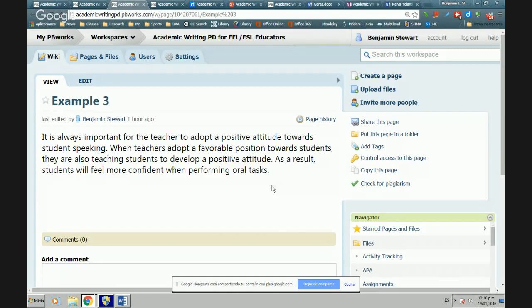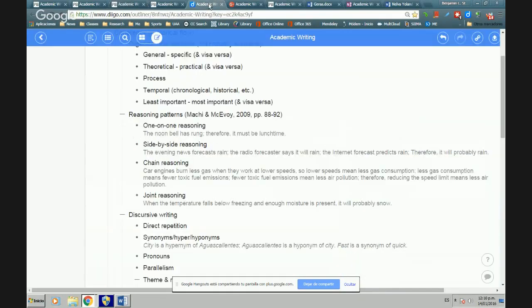So I don't know if anybody else has any other comments about that. I'm checking a photo that I have of discursive writing and the aspects. Then another aspect, theme and rhyme. And then a meal plan. Yes.